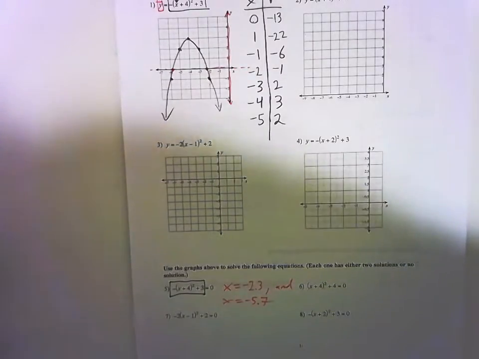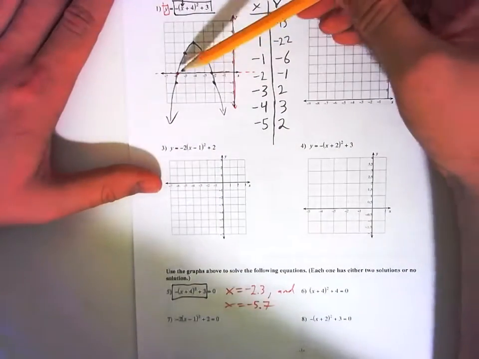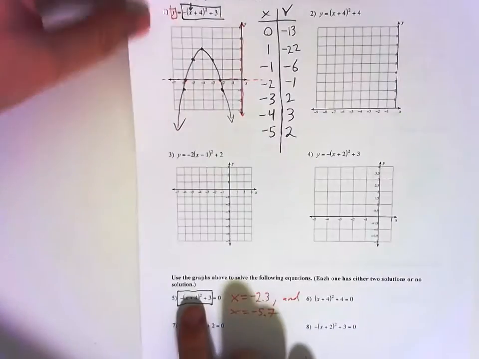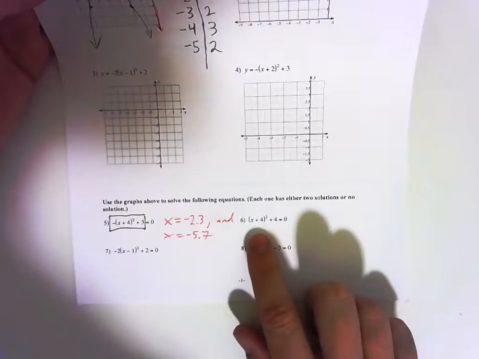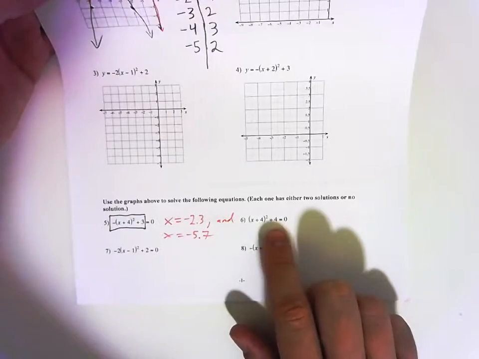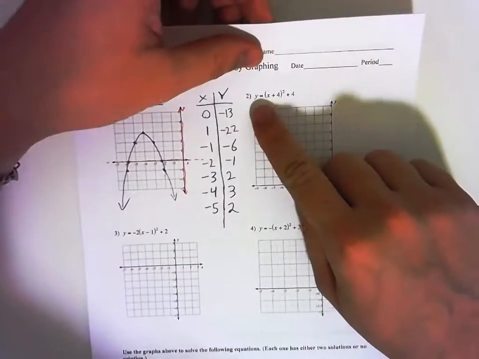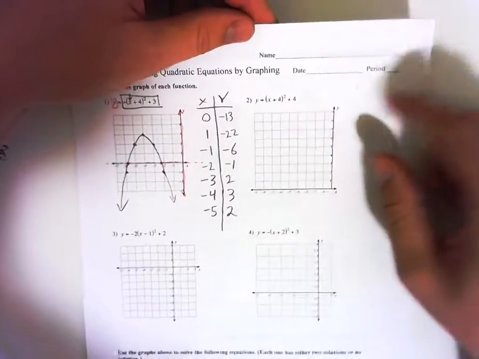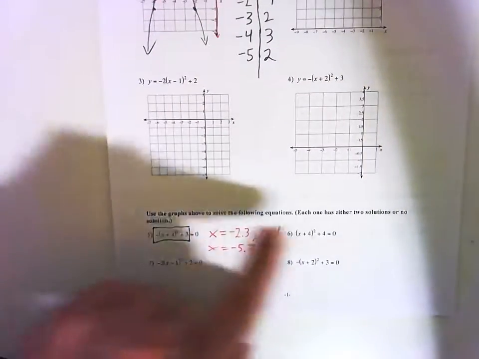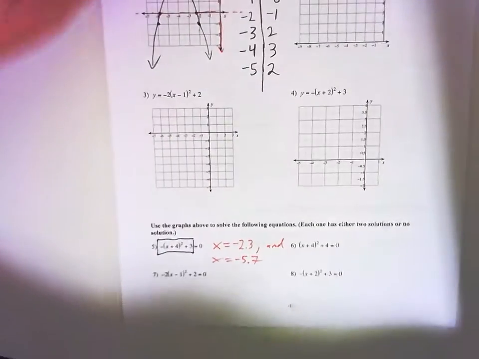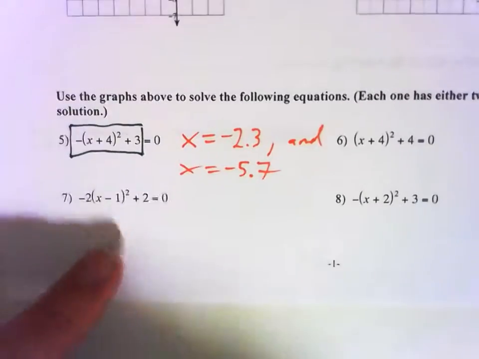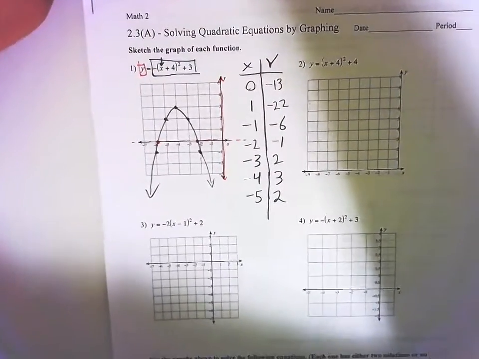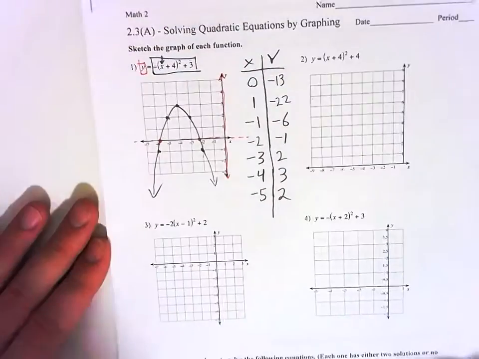So you've got to find the x-intercepts. The x-intercepts are what make that equal 0. And this one right here, x plus 4 squared plus 4 equals 0, goes with this one, y equals x plus 4 squared plus 4. So these four correlate to these graphs, and the equation equals 0 when y is 0 on the graphs up here. Okay.